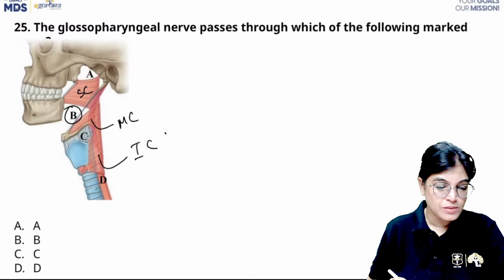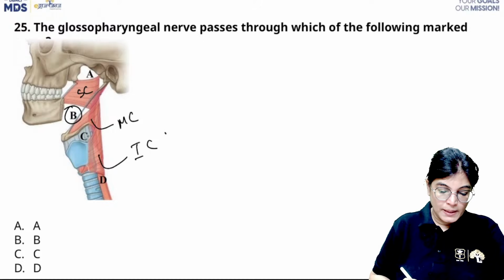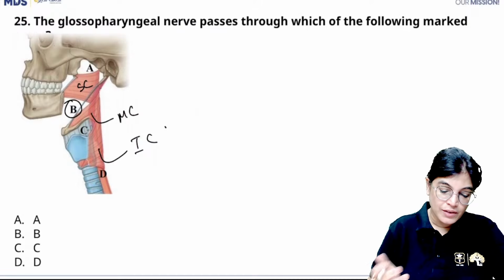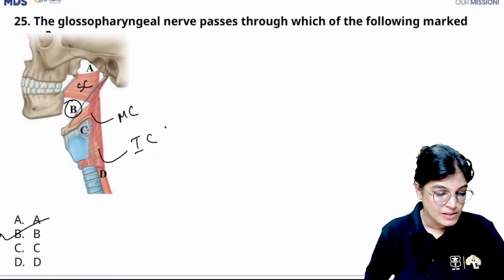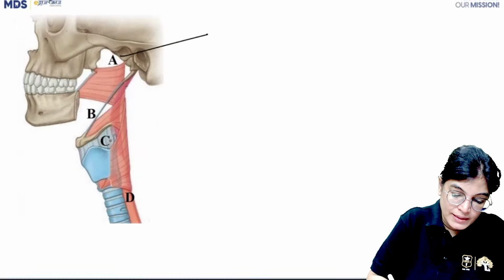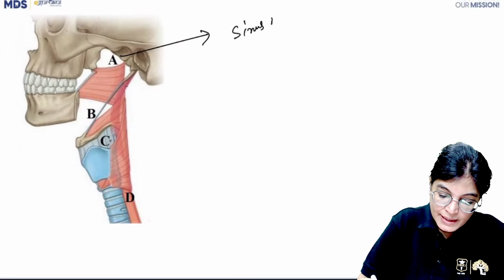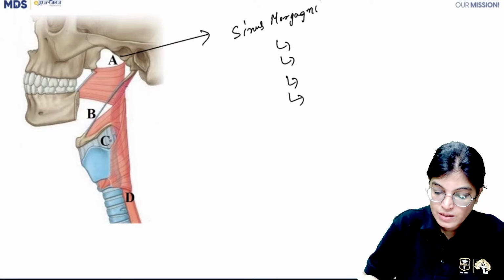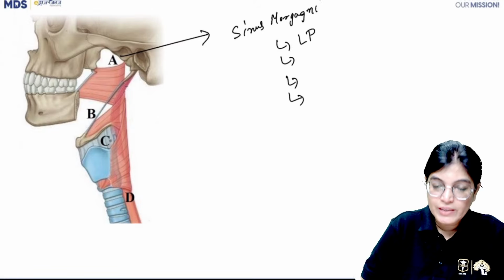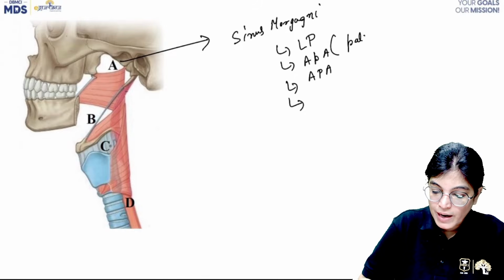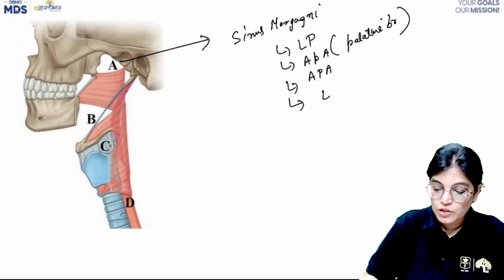So can you tell me the structures passing? Also, in which gap is the glossopharyngeal nerve passing? So obviously B is the right answer. Definitely, the glossopharyngeal nerve passes through gap B. If I talk about gap A, it is the sinus of Morgagni, and through the sinus of Morgagni, this upper space, four structures pass. What are they? Levator palatini muscle, ascending palatine artery, ascending pharyngeal artery palatine branch. We also have the eustachian tube passing through it.